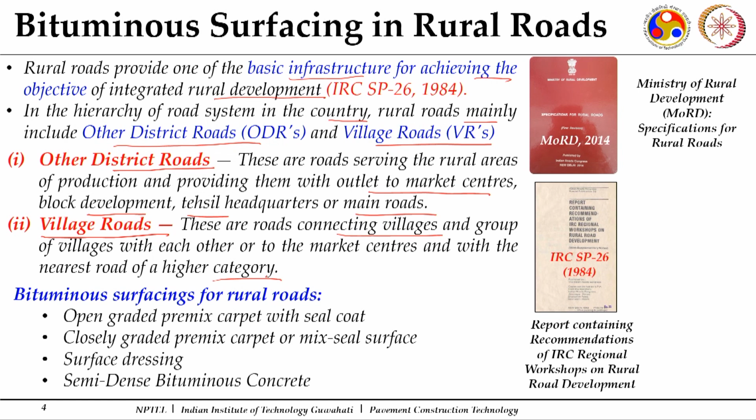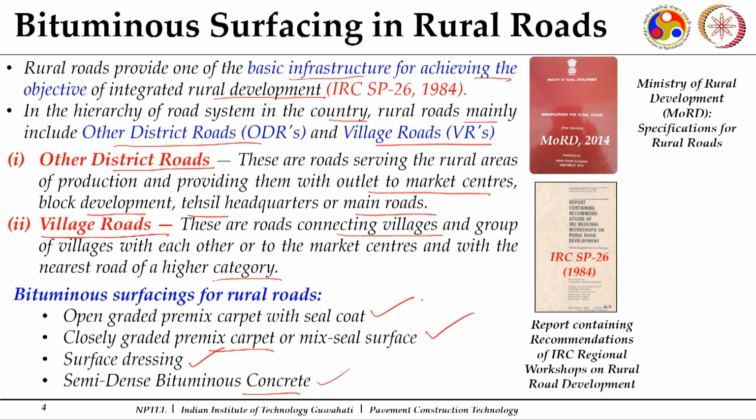Now, the typical bituminous surfacings which are used in case of rural roads: the one is open graded premix carpet, which is used with a seal coat, and closely graded premix carpet, also known as mixed seal surfacing, and the third one is surface dressing. This is another one, especially semi-dense bituminous concrete. This has a design very similar to what has been discussed earlier under different bituminous courses. So, its design is very similar to what we discussed in the previous lecture regarding your bituminous concrete design.